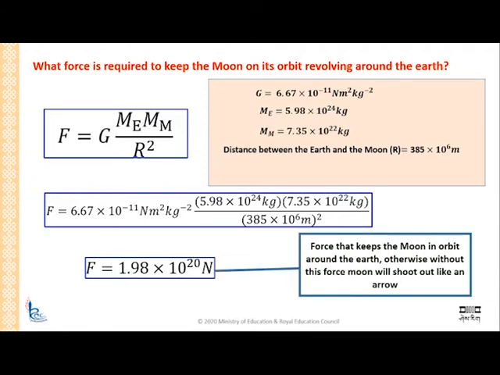Now if this force of attraction between the earth and the moon was not there, what will happen? The moon would have shot out like an arrow.